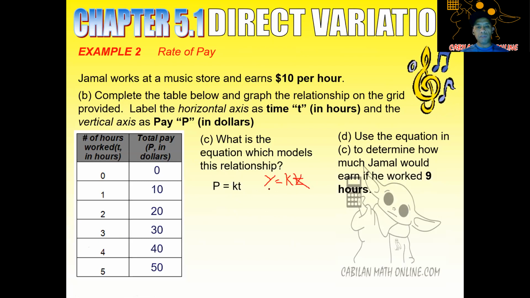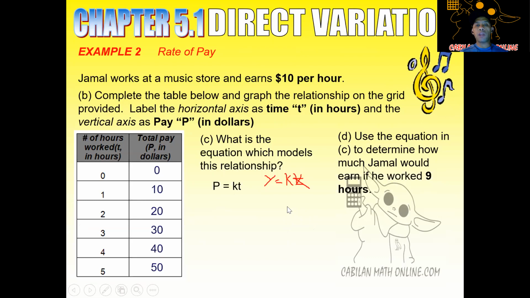If you line up the letters, notice the one letter they have in common is k. The p and the y would be the same, the k and the k are the same, and the t and the x would also be the same. So this is our equation which models this relationship using these variables. Now, we want to figure out where the numbers go based on the initial word problem.